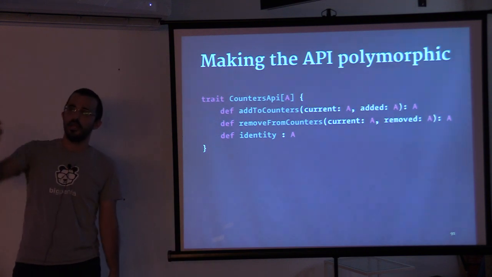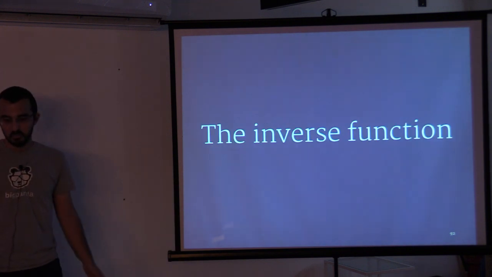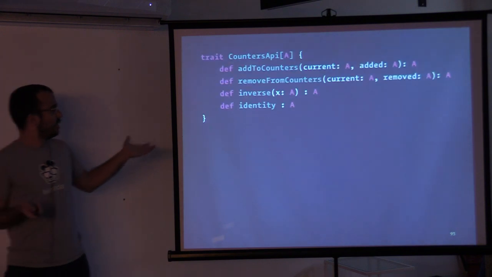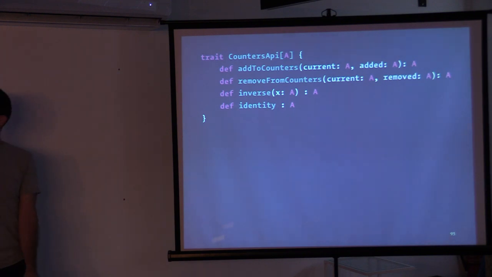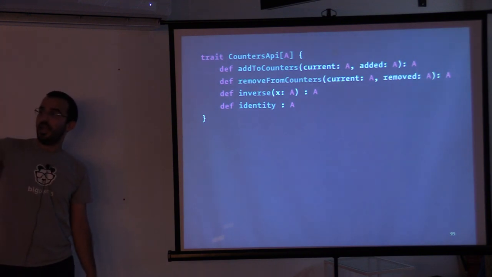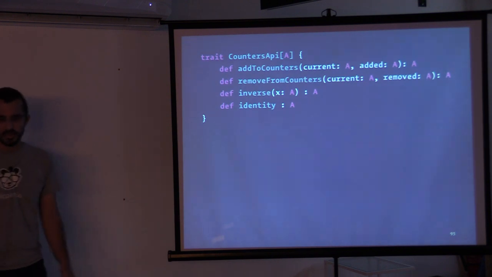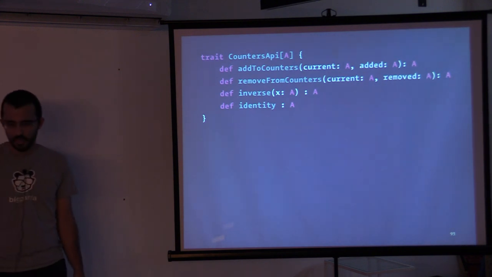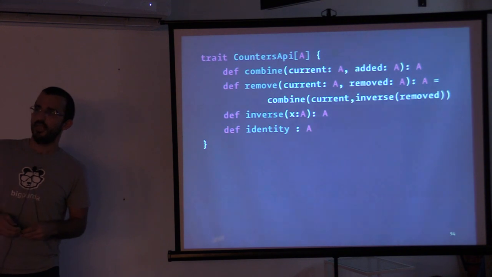We are missing only a single function at this point. We are missing the inverse function. So let's write it and see how our API looks. If we look closely, when we have an inverse and an add function, we can say, wait, I can define the remove using both of them. I think the inverse should work here. You can implement the remove by combining the current with an inverse of the remove. So the inverse does make sense here.